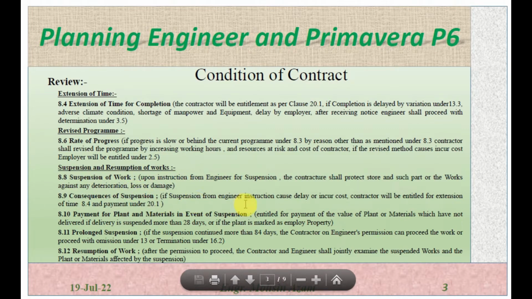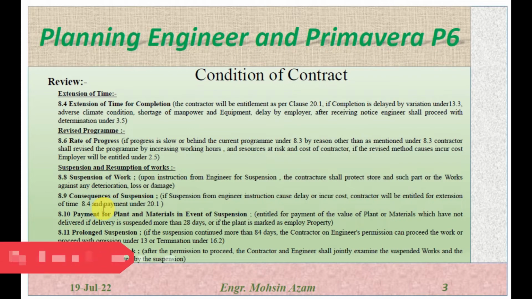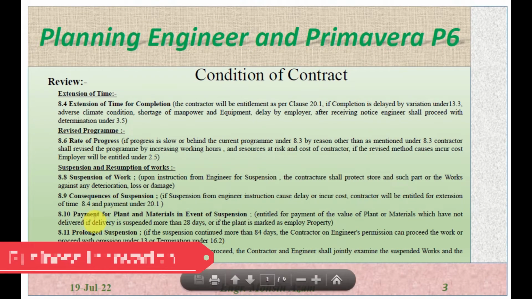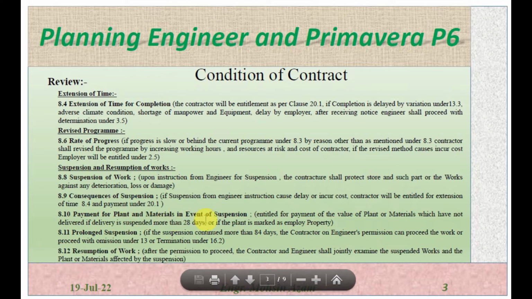If the suspension from the engineer's instruction causes delay or incurs cost, the contractor will be entitled to the extension of time under 8.4 and further payment under subclause 20.1. So if the suspension causes delay in the project or if it increases the price, the contractor will be entitled to the extension of time and to the payment due to such delay. 8.10 payment for the plant and material in event of the suspension.